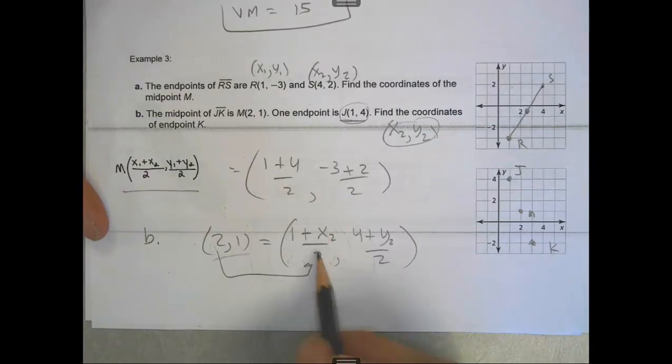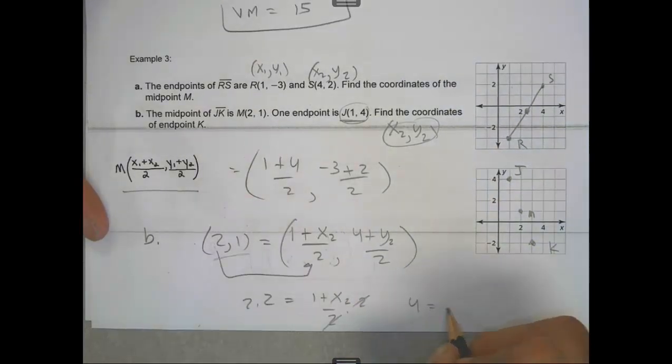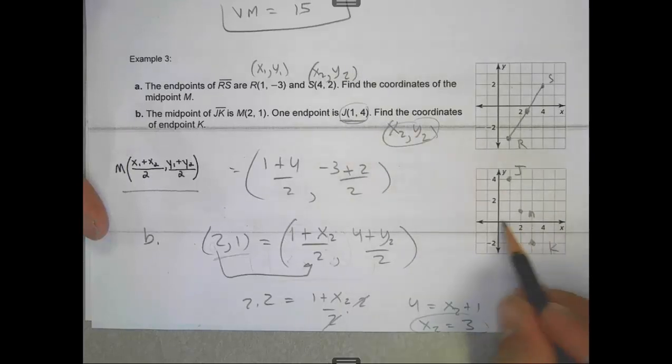All right. Now what you can do is set these equal. The x coordinate of the midpoint we know equals 2. So 2 equals 1 plus x2 over 2. Multiply both sides by 2, and you get 4 equals x2 plus 1. Subtract 1, and you get the coordinate for x2 is 3.